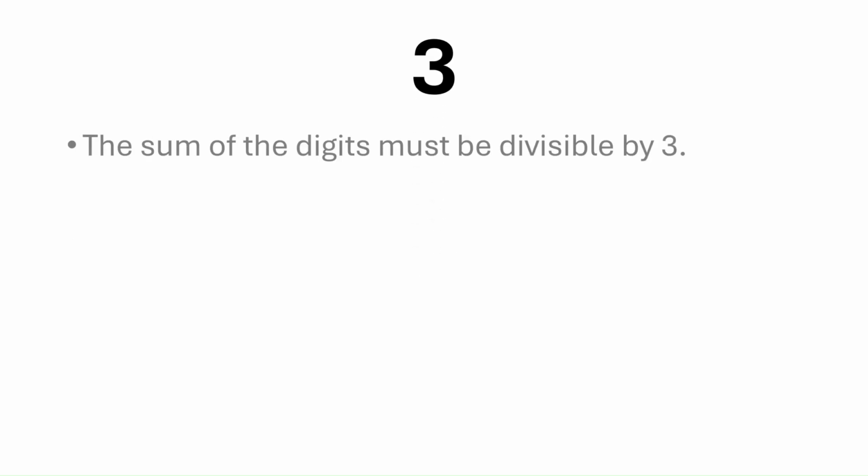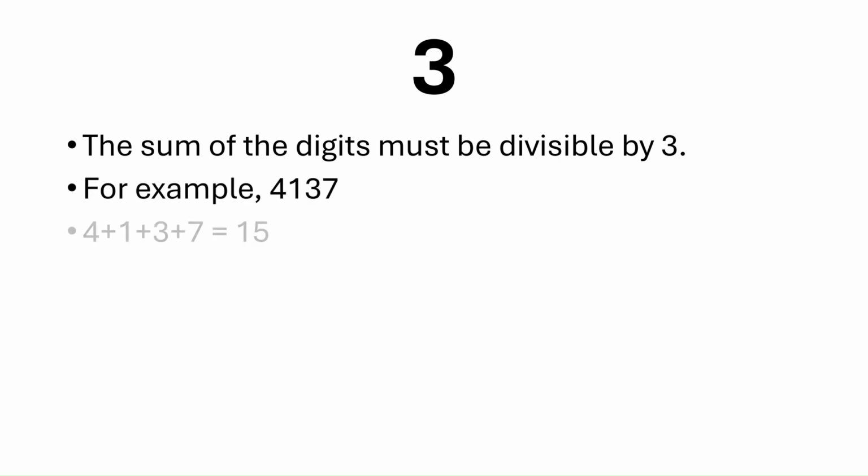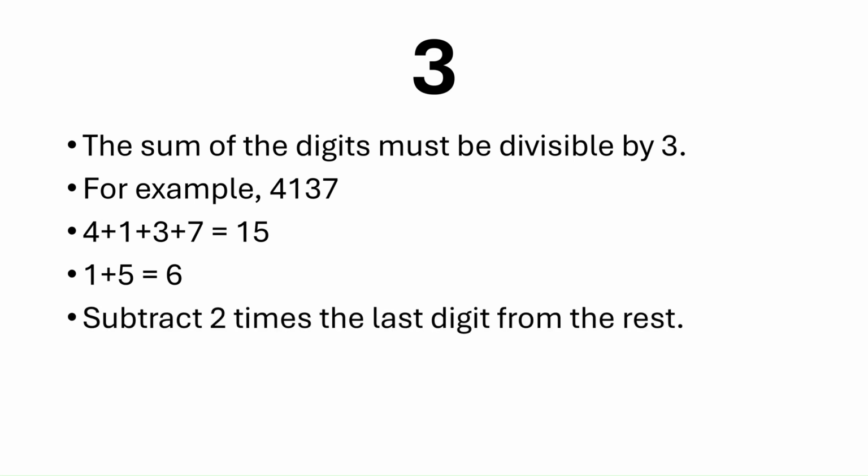3. The sum of the digits must be divisible by 3. For example, 4137. 4 plus 1 plus 3 plus 7 is equal to 15. If it is not obvious that 15 is a multiple of 3, you can keep repeating the process. 1 plus 5 is equal to 6.